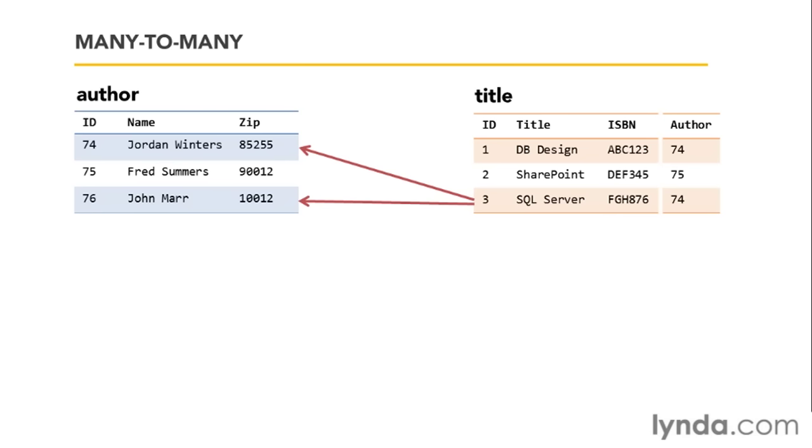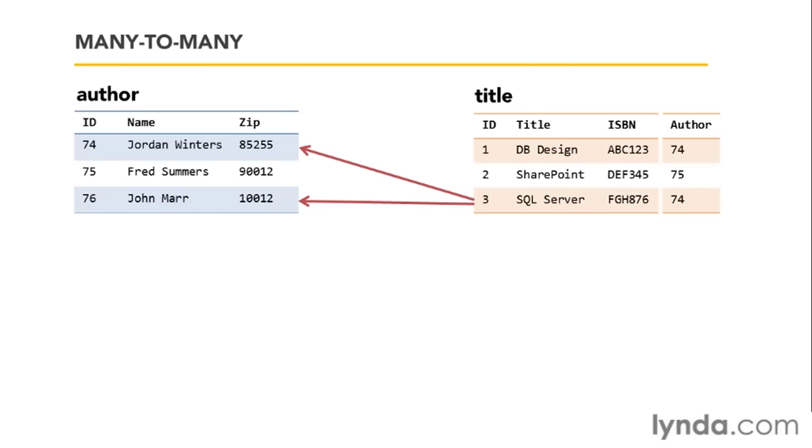Now, the way some people try and model this is they'll add a new column to the title table. They'll put in author ID 2, and they'll have that be 76 and point it to John Marr. However, adding new columns to your tables, and particularly these kinds of what are called repeating groups or repeating columns, is a really, really bad idea, and it's a definite no-no in database design. So we'll get rid of that idea.